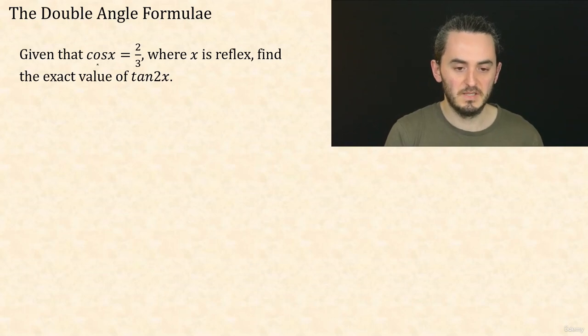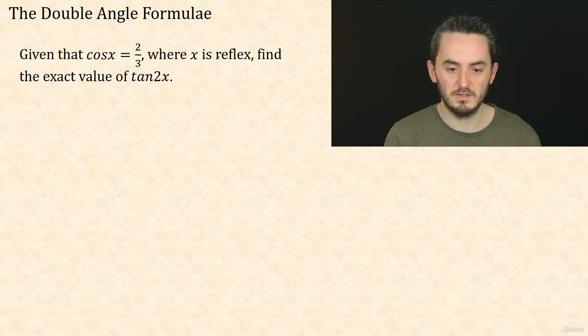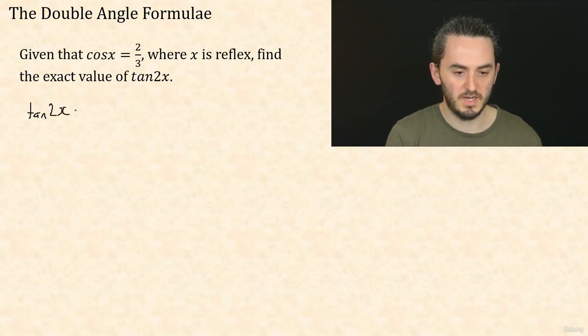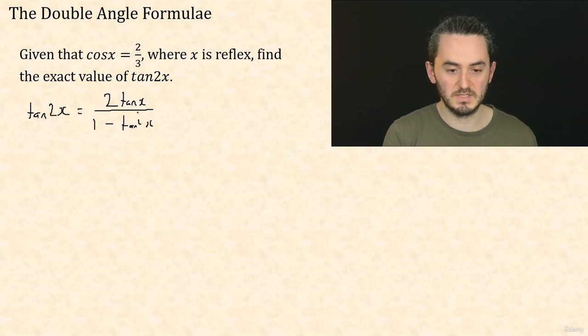How about this one? Given that cos x equals 2/3, where x is reflex, so between 180 and 300, find the exact value of tan 2x. All right, well, let's first use our expansion of tan 2x. So tan 2x is 2 tan x over 1 minus tan squared x. So I better work out what tan x is. Well, to work out what tan x is, I'll need to know what sine x over cos x is. So I know what cos x is, so what's sine x?